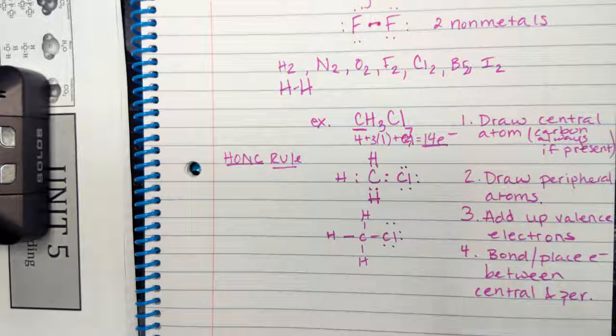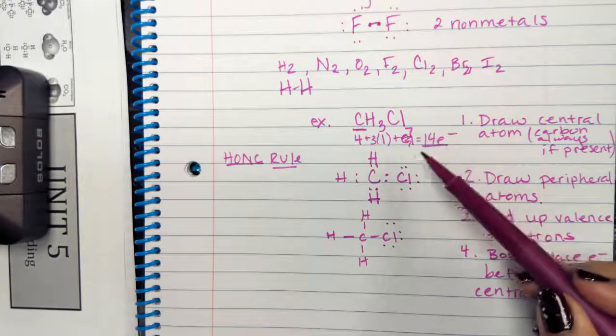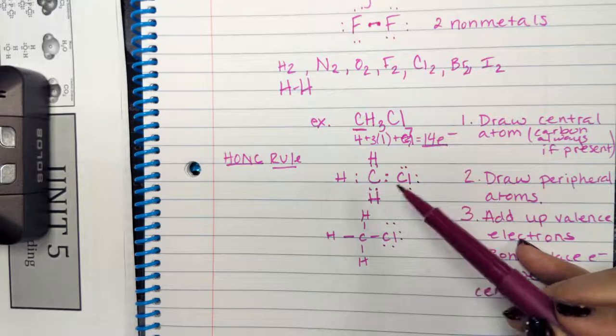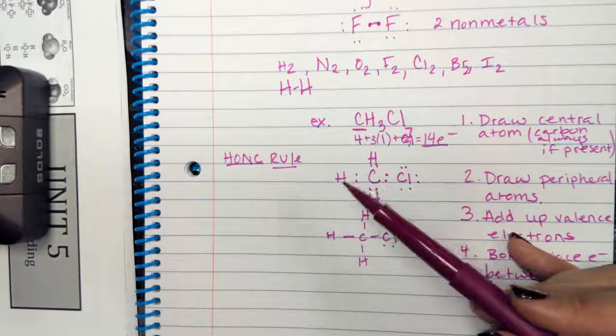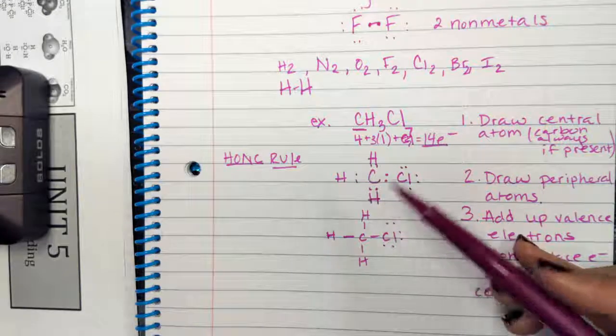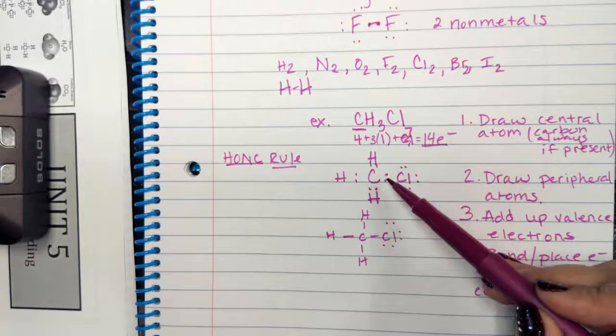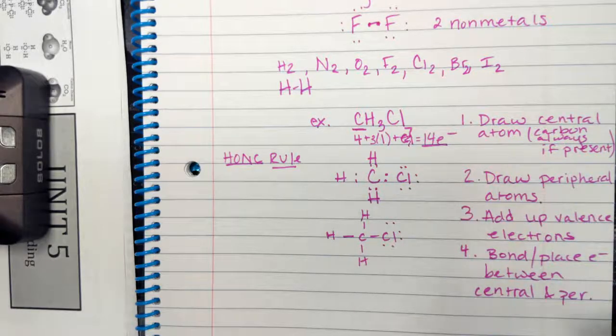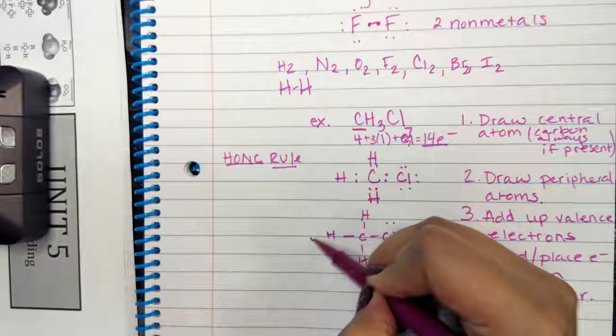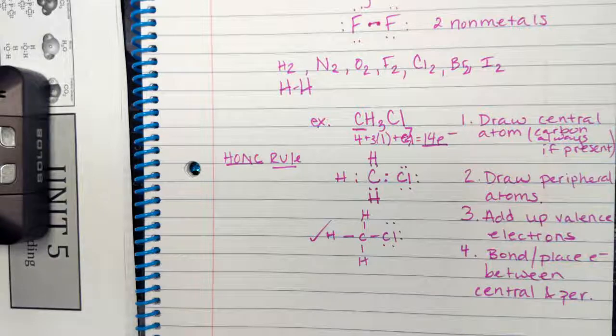Okay. So lastly, we check to make sure we placed all 14 and that our atoms have 8 valence electrons, with the exception of hydrogen. So I see carbon has 2, 4, 6, 8, and chlorine has 2, 4, 6, 8. So everything is good, and that's how I know that my dot structure is correct.